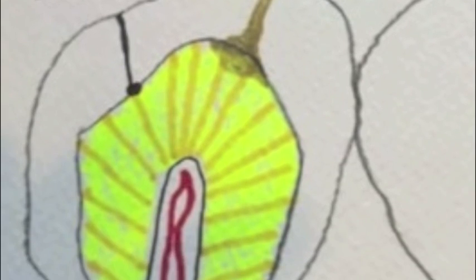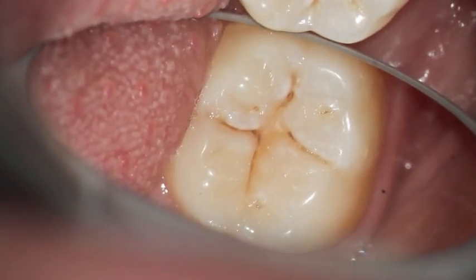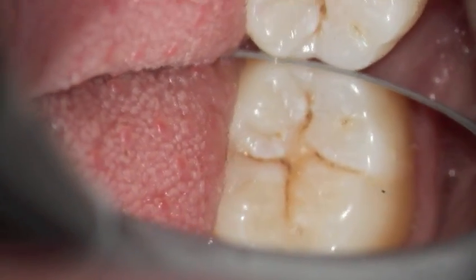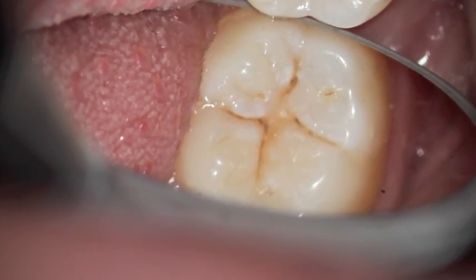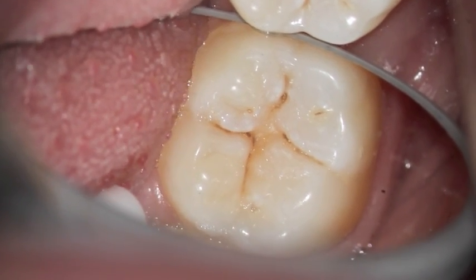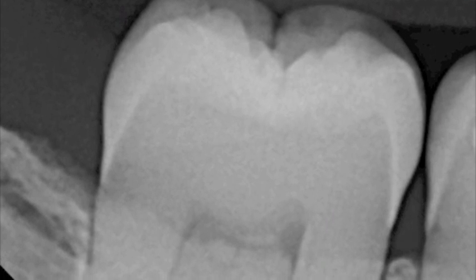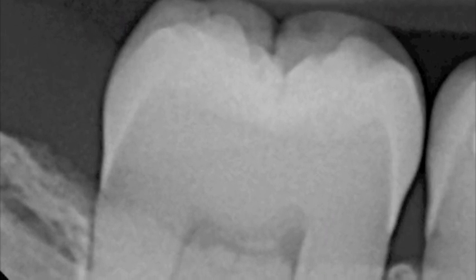Decay spreads underneath enamel into the dentinal area. It's hard to see. In this illustration, you can see the decay going through the enamel, touching the dentinal area, and spread. Here's what it looks like in real life. You can see the brown stain, and this is a patient in her 40s. And on the x-ray, it's very, very difficult to see if there's really anything going on.